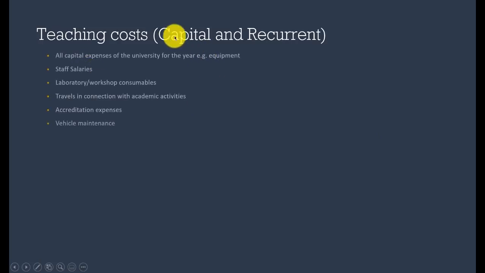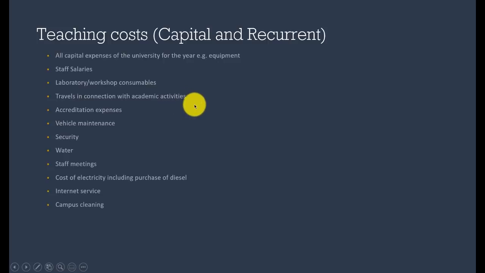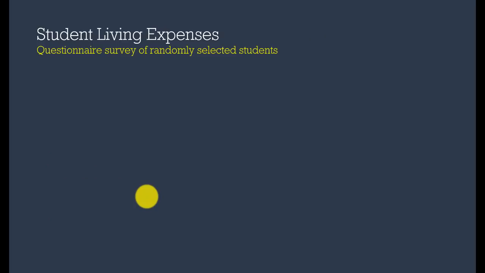We're talking about teaching costs, we're talking about capital and recurrent. What are those things that go into them? All capital expenses, equipment for that year, staff salaries for that year, lab and workshop consumables, travels in connection with academic activities, accreditation expenses, vehicle maintenance, security, water, staff meetings, cost of electricity, including purchase of diesel. This is quite expensive. Internet service, campus cleaning, and the rest. So these are teaching costs that you must list and compute.